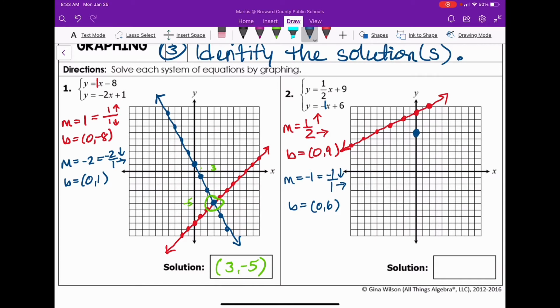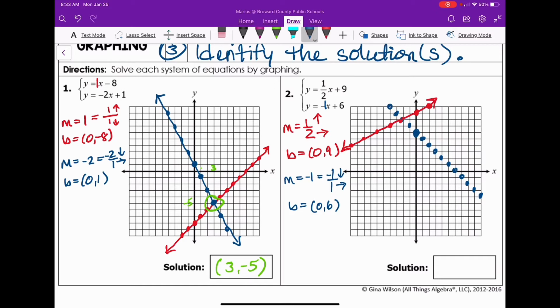And then we're going to go down 1, right 1, and just follow that pattern all the way out, down 1, right 1. And we also have to go backwards. So after I finish going forwards, down 1, right 1, let's go backwards: up 1, left 1, up 1, left 1, up 1, left 1.